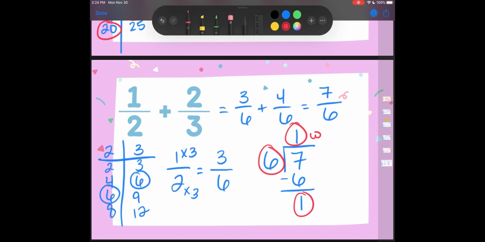So these are our pieces to our mixed number. Since 6 went into 7 one whole time, that's my whole number. Our leftover, our remainder, is our new numerator, and our denominator was 6. So this would be equal to 1 whole and 1/6 as my final answer. So 1/2 plus 2/3 was equal to 7/6, and 7/6 as a mixed number is 1 and 1/6. Awesome job, y'all.